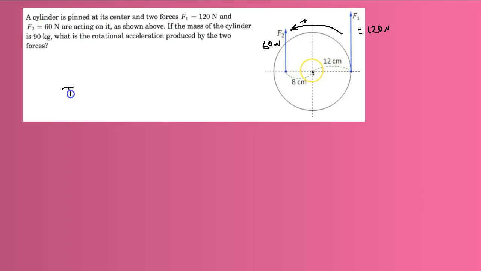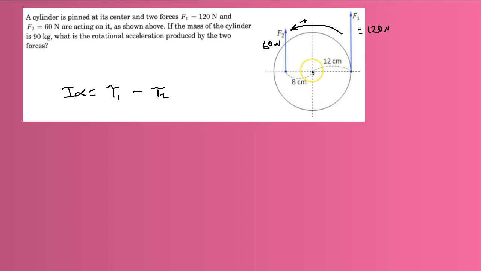So we're going to say that I times alpha, the net torque, would be equal to the sum of the torques. We have the torque from F1, which we'll call torque 1. It's pulling this way, which would cause this kind of rotation, which is positive. And then we have from F2, which we'll call torque 2. And this one is negative because you can see it's trying to pull it back this way.